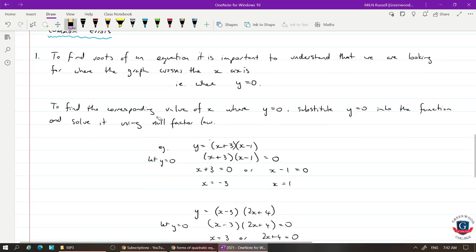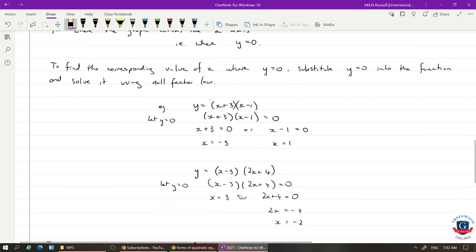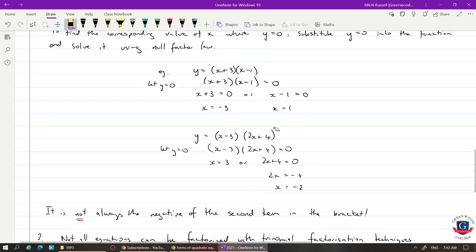Now, to find that corresponding value of x where y equals 0, substitute in 0 for y, which is what I've done here, and then use null factor law to solve. So we'll want to know when this bracket is equal to 0 and when this bracket is equal to 0. Now, where the coefficient of x is 1, that's quite easy. You just take the negative of whatever that is. But where it's not 1, in this case it's 2, you have to think about it. Where x take 3 equals 0, x equals 3, just like it was up here.